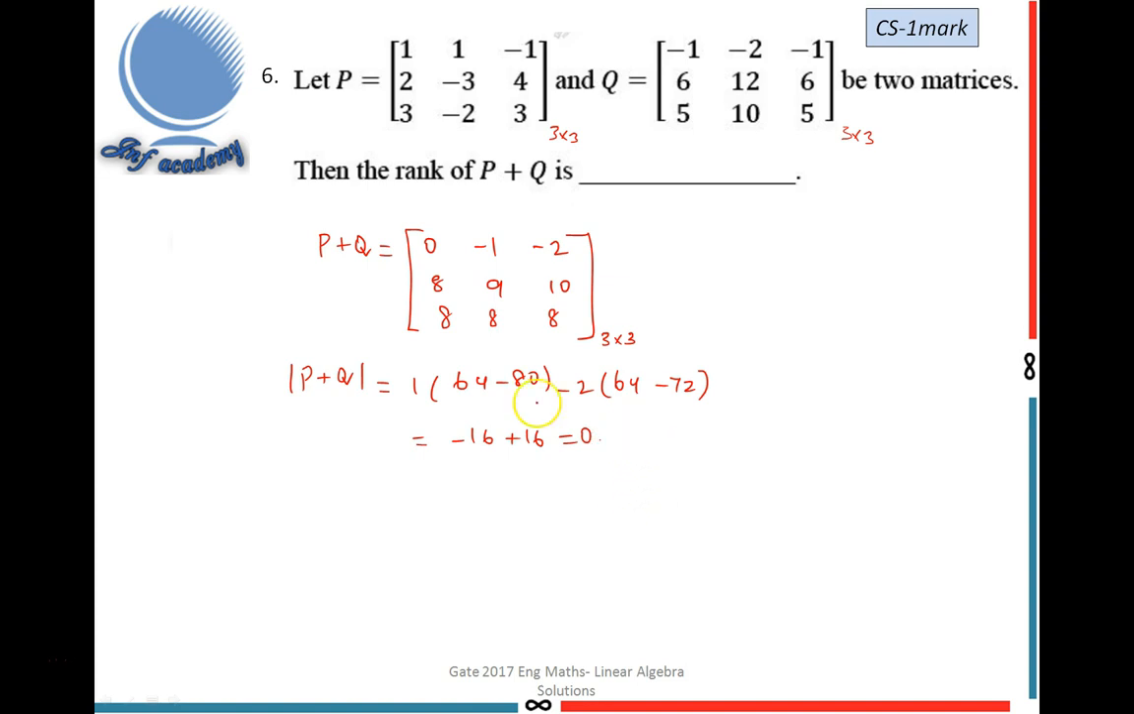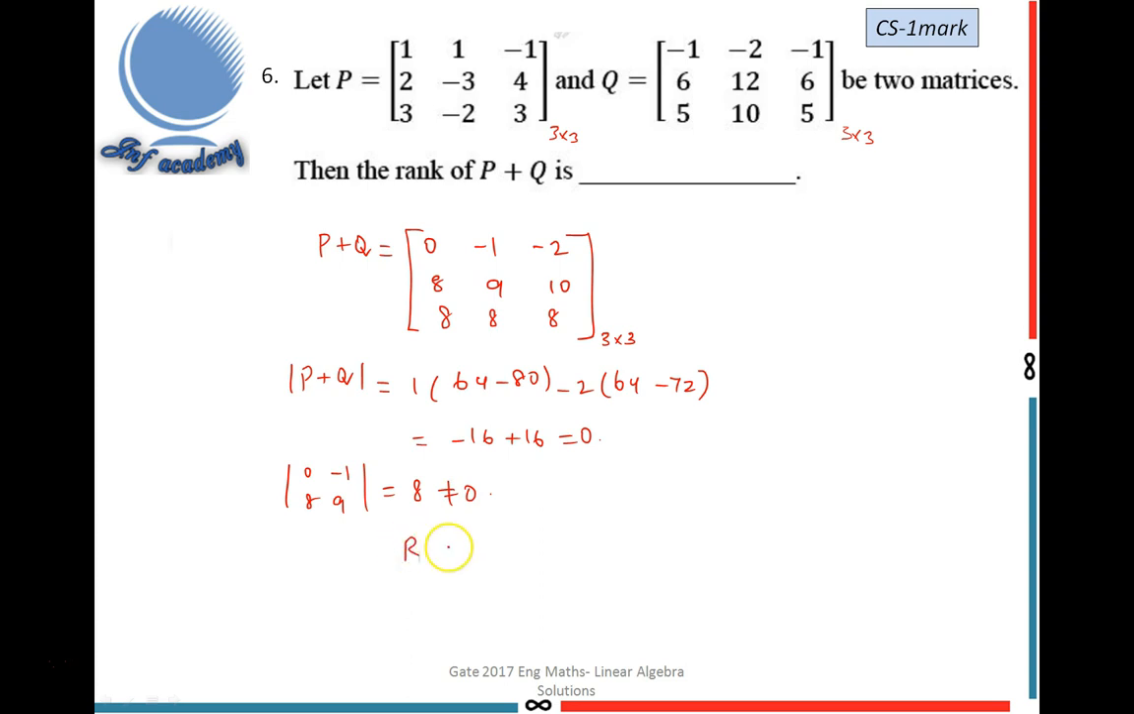So I move on to the second step. That is, I select one square submatrix of the P plus Q matrix, that is of order 2: 0, minus 1, 8, 9. Next, I find the determinant of the square submatrix of P plus Q of order 2. This is plus 8. This is not equal to 0. Finally, I got at least one square submatrix of order 2 is non-singular. Non-singular means determinant not equal to 0.